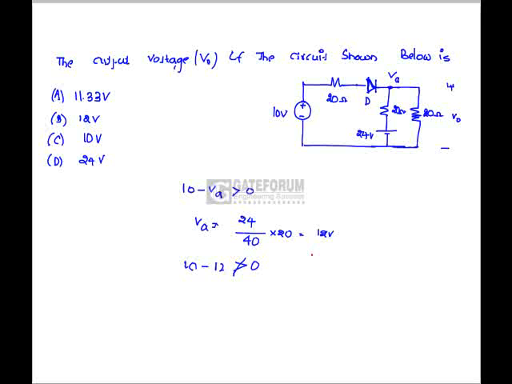As long as it is in off state, the potential at node VA is because of 24 volts, that is half, that is 12 volts.